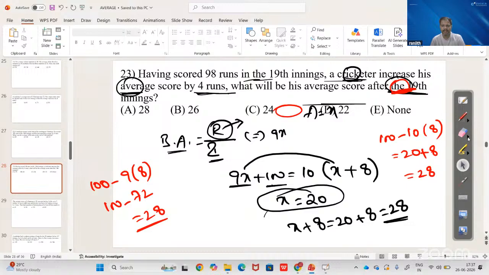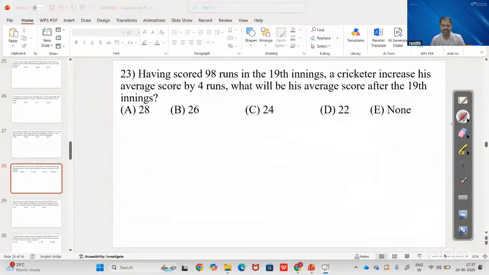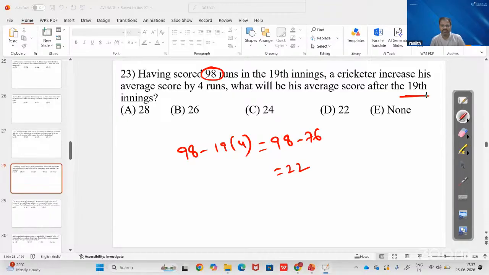Next. Same model. So what is the answer? Total runs will be equal to 98. 98 minus 19 into 4 will be equal to 98 minus 76, which is equal to 22. So what is the average after the 19th innings? 22 plus 4 will be equal to 26. Answer is 26.